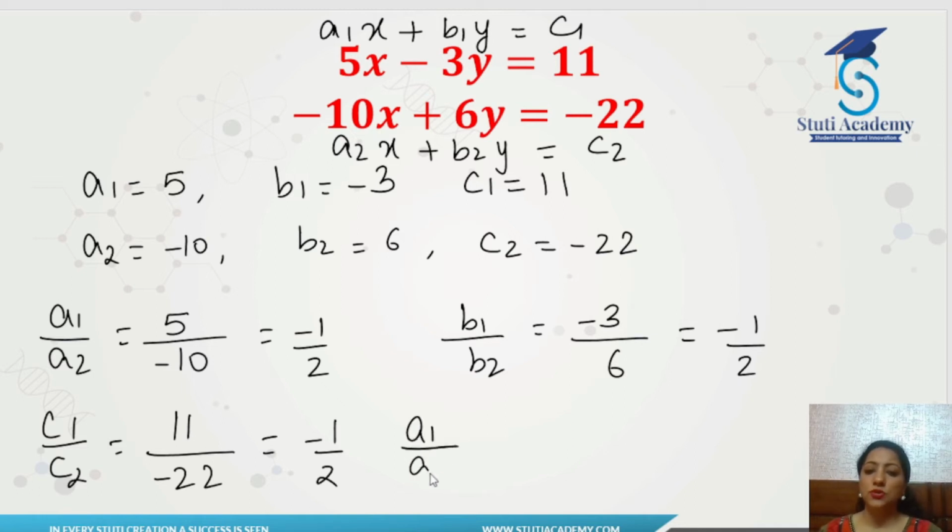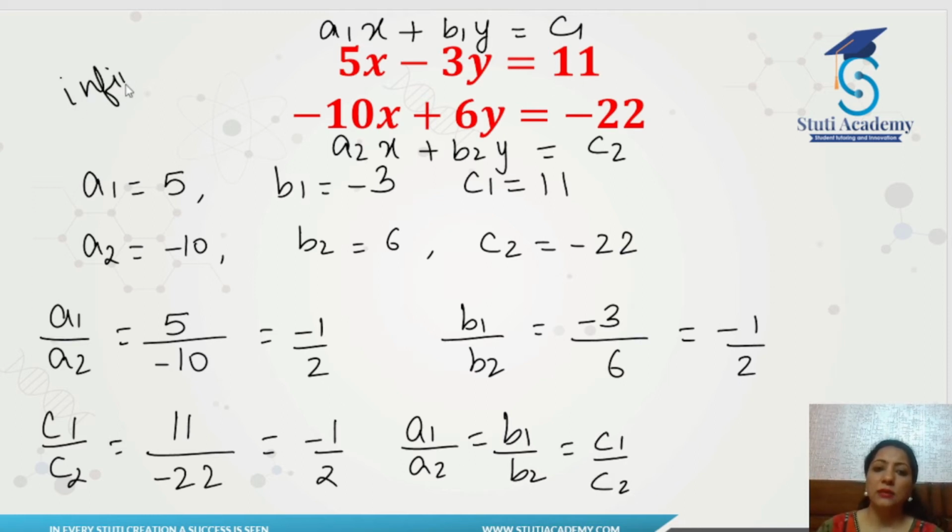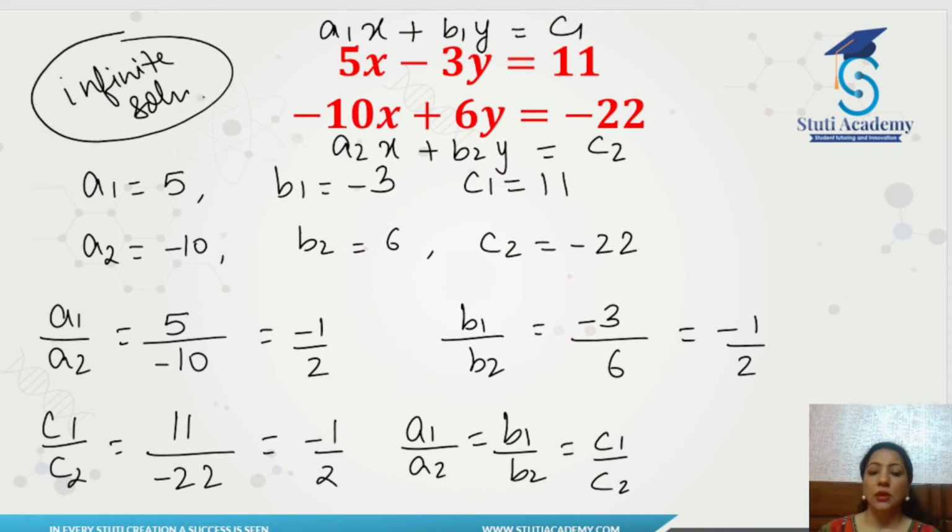We have a1 upon a2 equal to b1 upon b2 equal to c1 upon c2. That's the case of infinite solutions. So, yes, the set of equations is consistent. Yes, we have solution and we have infinite solutions in this case. So, if you draw the graph of these two linear equations on a Cartesian plane, you are going to get coincident lines.